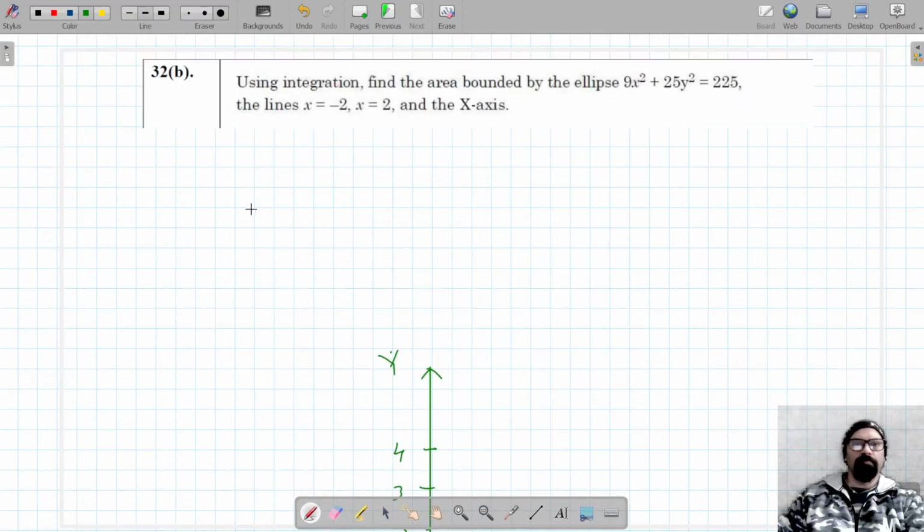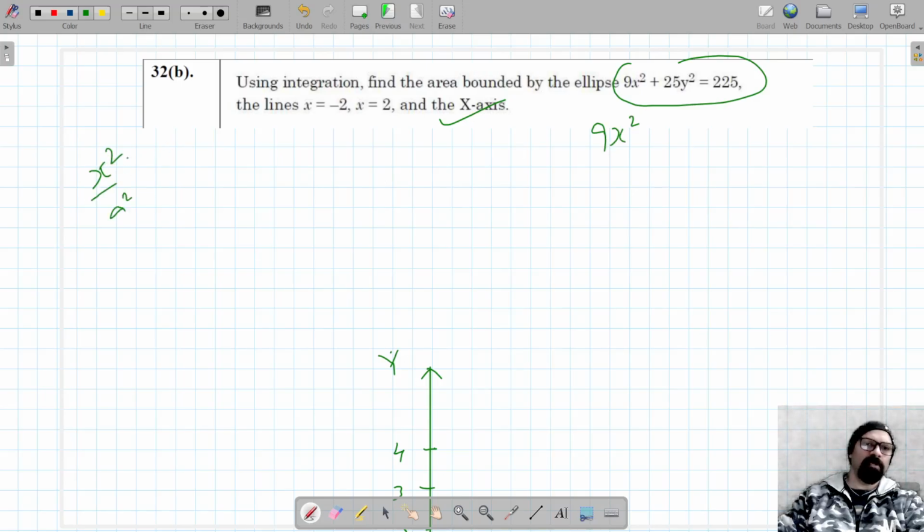Okay, for question number 32, part B, using integration, we have to find the area bounded by the ellipse and the lines x is equal to -2 and x is equal to 2 and the x-axis. But this equation is not in the standard form, and we know that the standard equation of the ellipse is x square by a square plus y square by b square is equal to 1. So let's get this converted into the standard form, and we are going to divide every term with 225.